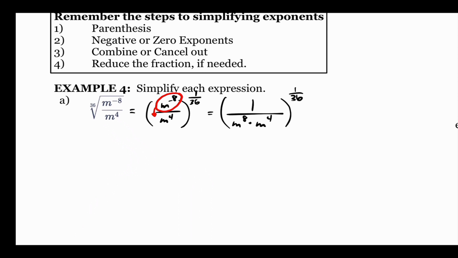Okay. No more negatives, no zero exponents. What's my next step? Are there any I can combine or add or subtract? I got m down here and m down here, right? So what am I going to do with those powers? Add them or subtract them? Because they're on the same level, right? Good. Do that. 1 over m to the 12th.